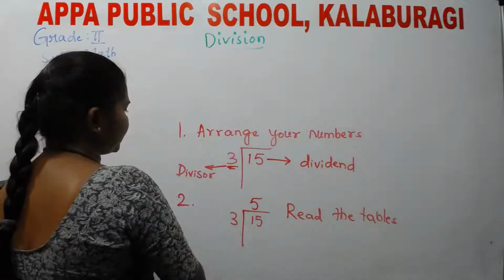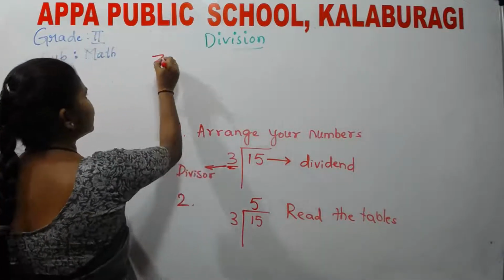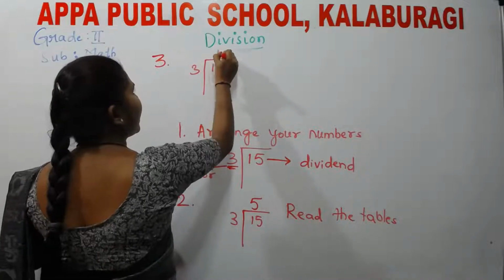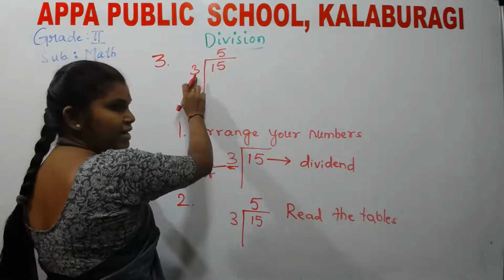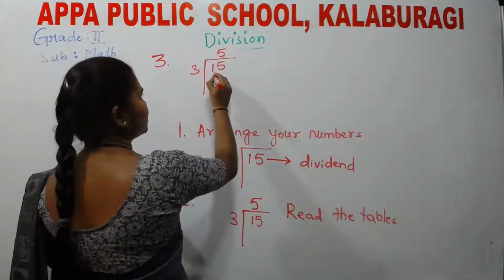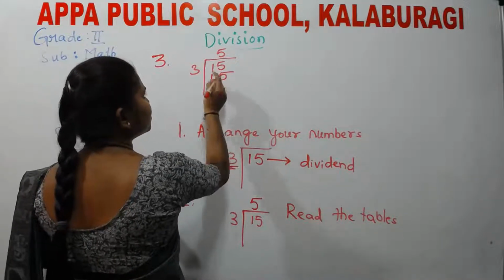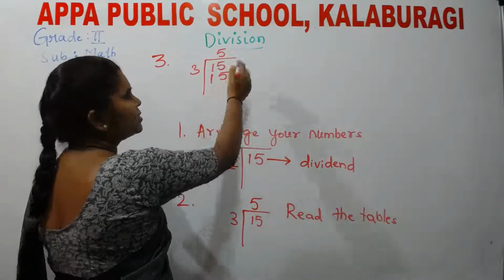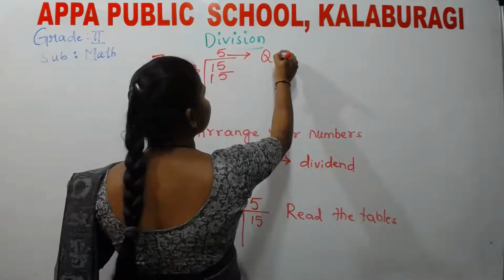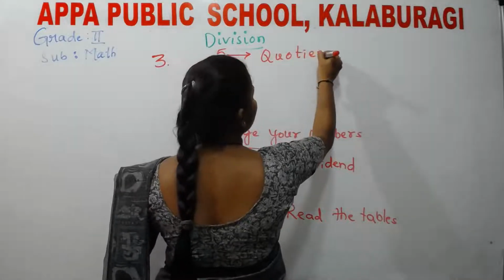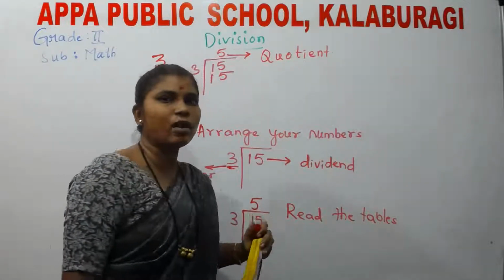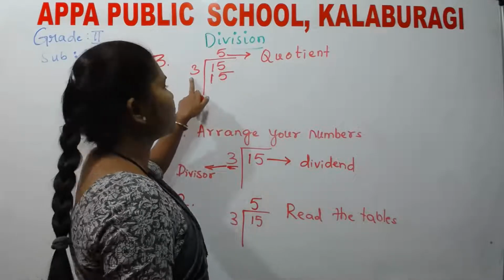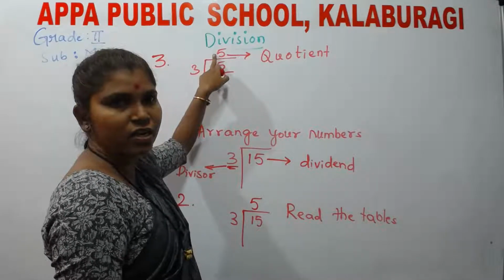What is my third step? My third step is I am multiplying the divisor and the quotient. So 3 fives are 15. This is my third step. This 5 is called the quotient. What is it called? It is called the quotient. 15 is your dividend, 3 is your divisor, and 5 is your quotient.